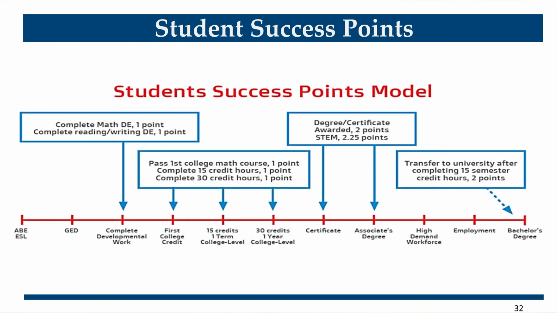This is the model, and you can see it starts with developmental education. As we get students through developmental education, we get points. As they are going through college level reading and writing and then math, there's points, 15 credit hours, 30 credit hours, and then ultimately getting a certificate, an associate degree, or a transfer right here. And there are some STEM areas where it's weighted higher for a degree, 2.25.